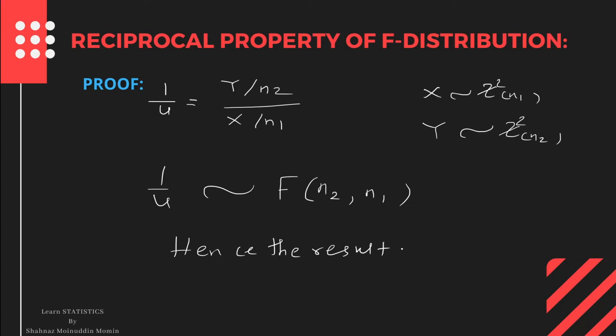This is the result. This means that if u is a F variate with n1 and n2 degrees of freedom, then its reciprocal also has the same distribution F, but the degrees of freedom are n2 and n1. This is the reciprocal property of F distribution. In this lecture, we learned the definition of F distribution and its reciprocal property, and we also derived the distribution of 1 upon u when u is a F variate with n1 and n2 degrees of freedom. I hope students understand the reciprocal property of F distribution.